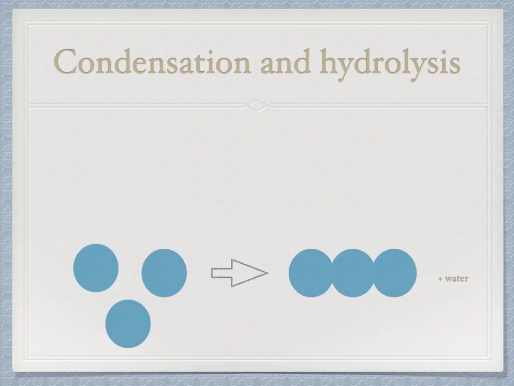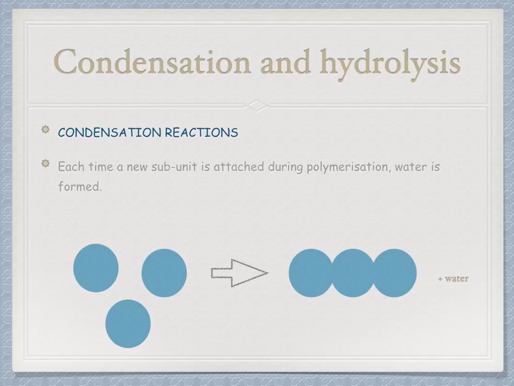What about condensation and hydrolysis? What is the difference? Well, condensation reactions involve subunits joining together. So when they join together, for example, you've got these 4 blue subunits, when they join together, water is released. Each time a new subunit is attached during polymerization, water is formed. So reactions that produce water are called condensation reactions.